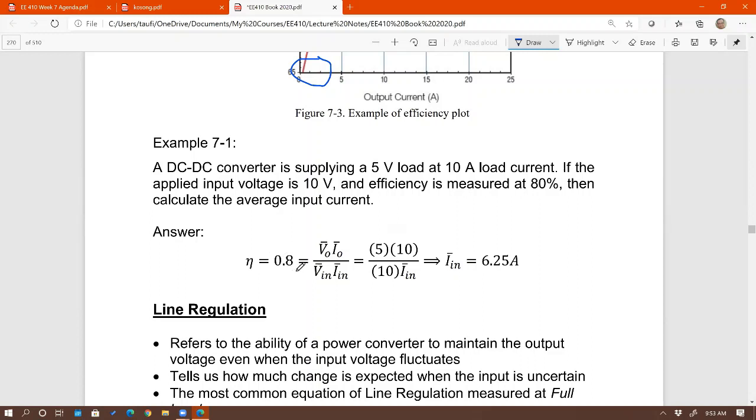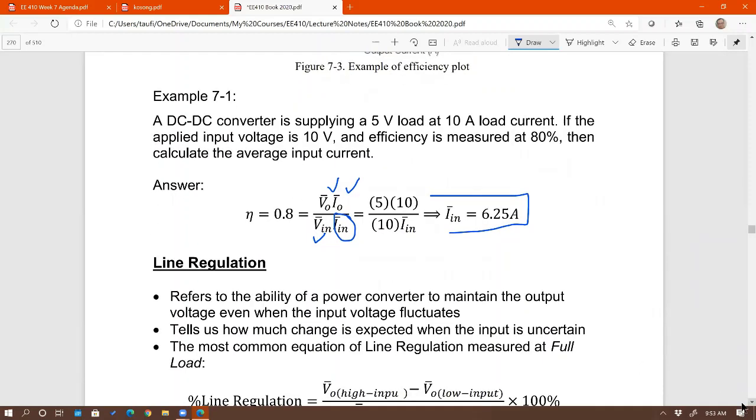So 0.8, 80%, equals V out average times I out average over V in average times I in average. So we got V out average, I out average, V in average. So the only thing that's missing is I in. Therefore you can get I in from this simple equation. Okay. Any questions so far about efficiency?